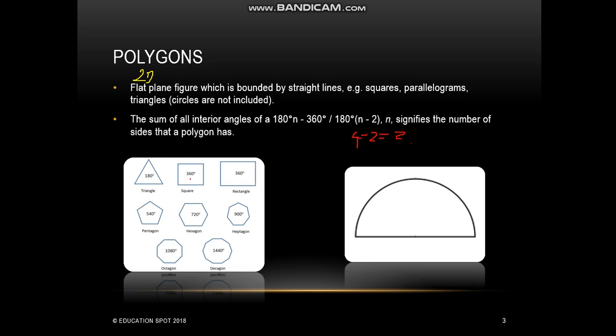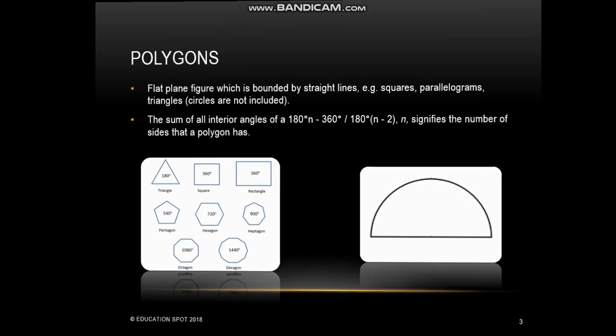Same with the rectangle, it has 4 sides, and then your n, you're going to put your 4 minus 2, and then it's going to give you 2. Then it's 180 multiplied by 2, which is 360. And then basically at this stage, that's all you need to know about polygons.